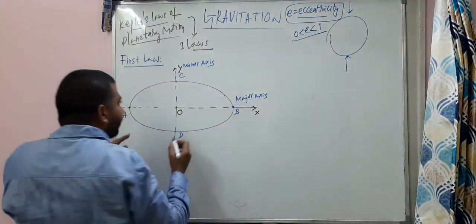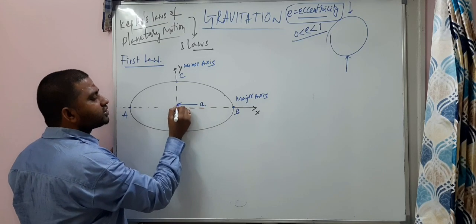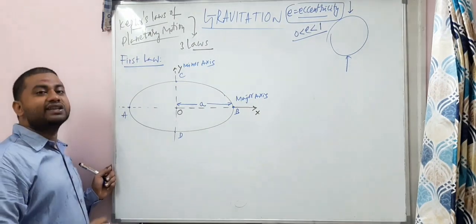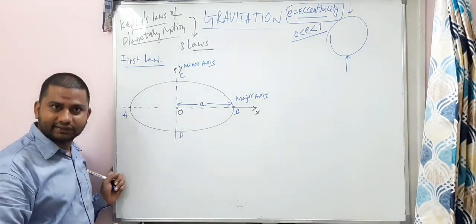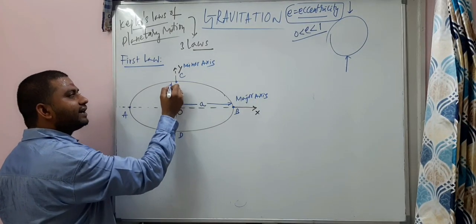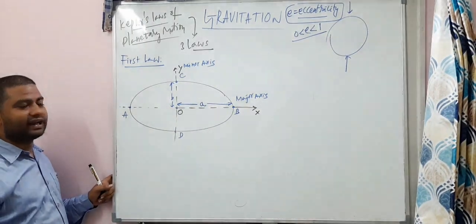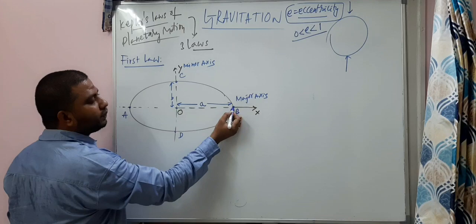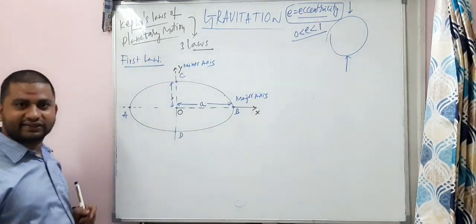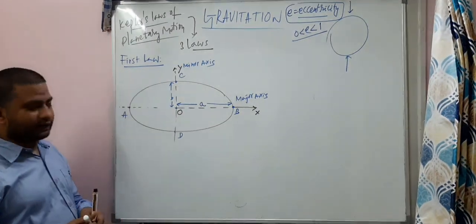Now, half of this major axis, from here to here, is called the semi-major axis. What is that? Half of the major axis. And half of this minor axis is the semi-minor axis, my dear students. Understand? So OB is the semi-major axis and this is the semi-minor axis. All right, now coming back to the situation.